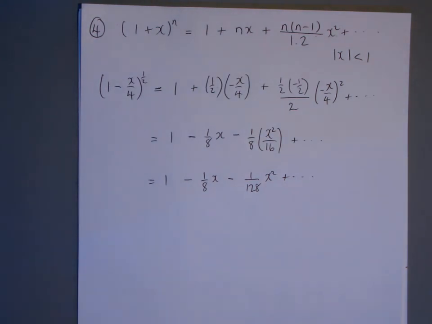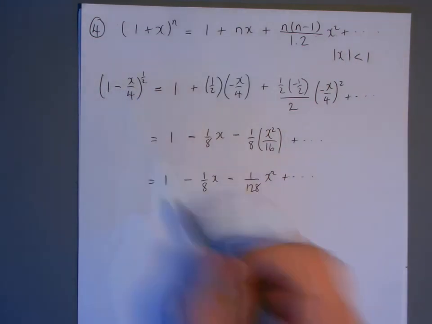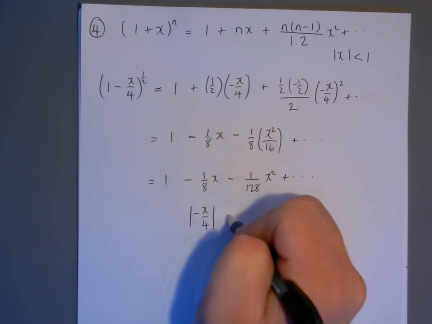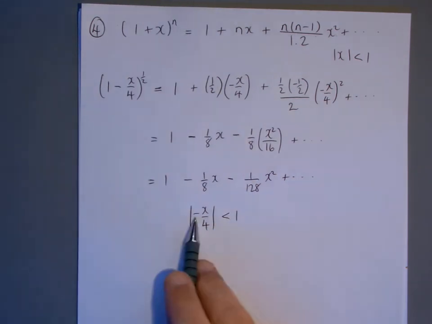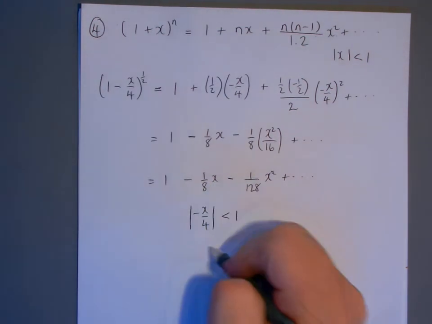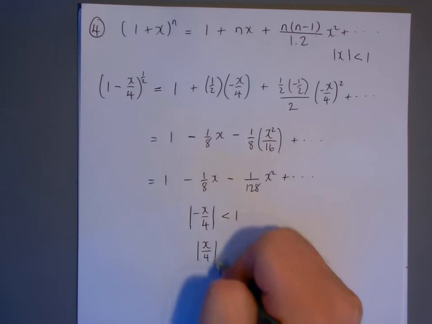It does say then state the range of values of x for which your expansion is valid. So remember, we've got that from the formula booklet, but we have to replace it now with our term there. So we have minus x over 4 in that modulus, less than 1. Now remember, a minus in a modulus will just disappear because the modulus just looks at the size of it.